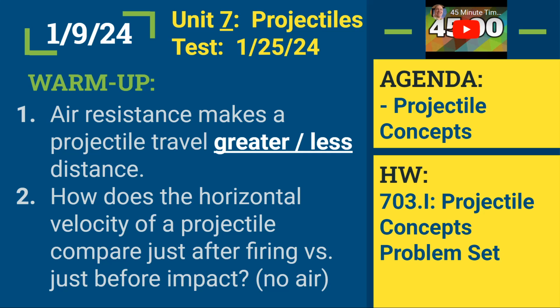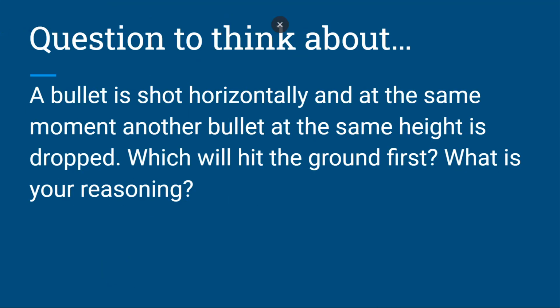All right, so let's go ahead and get into the notes for today with this question. It says, a bullet is shot horizontally, and at the same moment, another bullet at the same height is dropped. Which will hit the ground first? What is your reasoning? Okay, so again, the idea is you have a bullet fired straight ahead, and at the same moment that you fire it, you drop another one from the exact same height. Which one will hit the ground first?